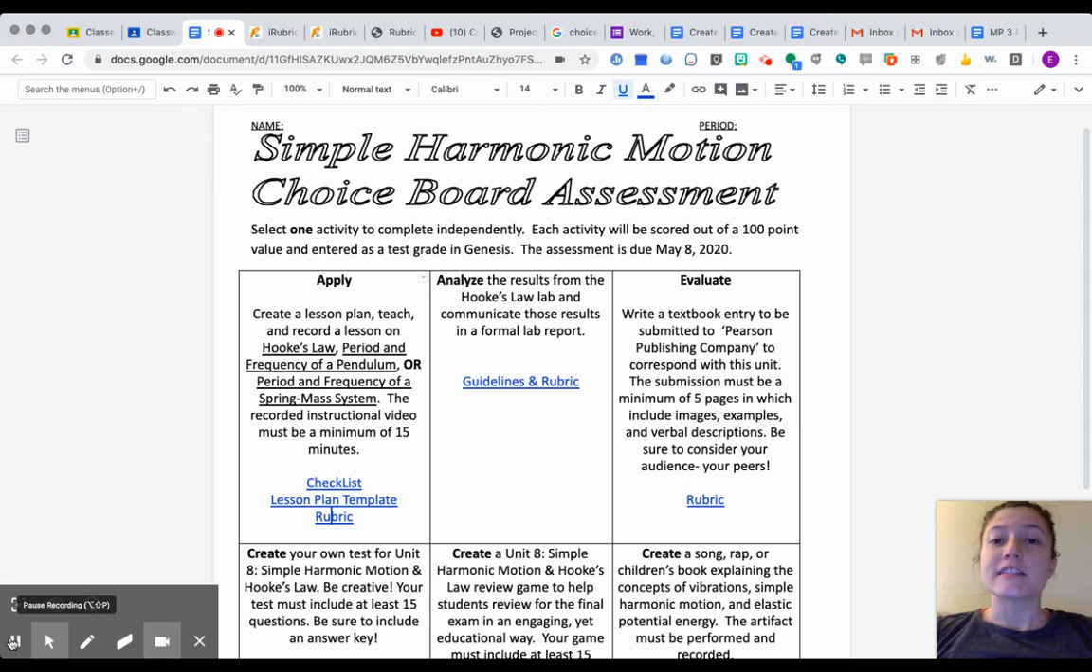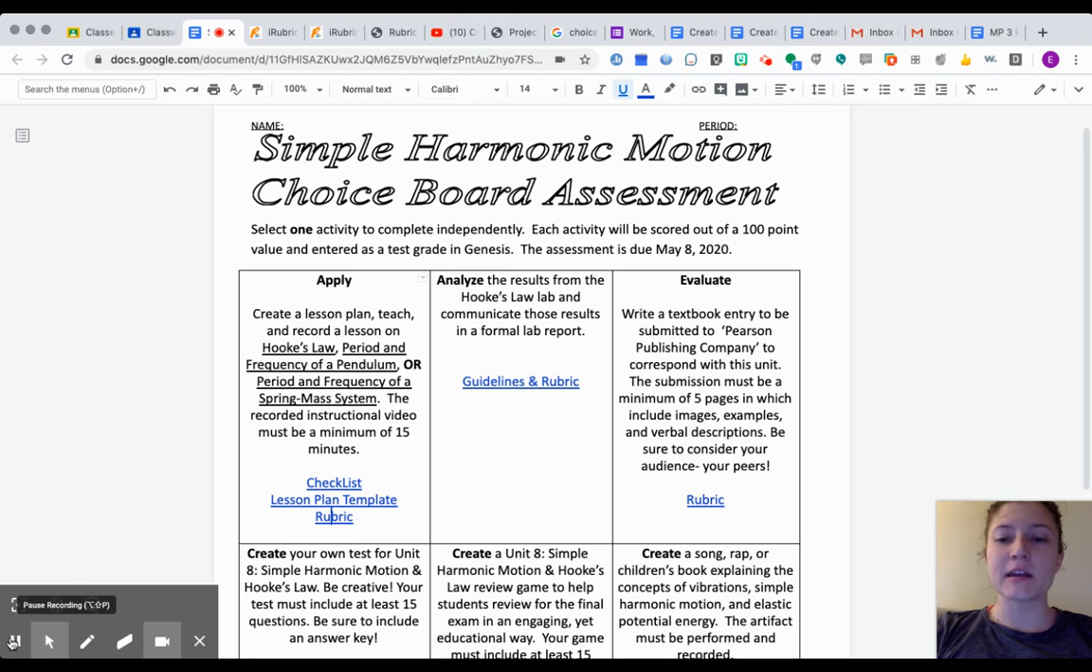So you're going to select one activity out of the following 6. Each activity will be scored out of 100 points. So if the rubric, let's say, is out of 20 points, that will be scaled to a grade out of 100 in Genesis. Okay, so each activity will be scored out of a 100% value and placed in Genesis as a test grade.